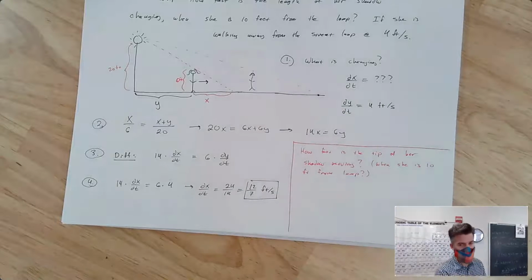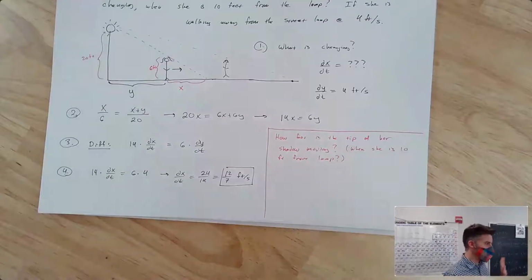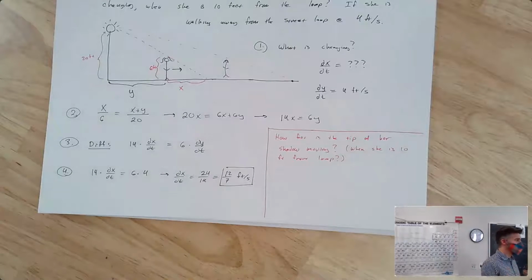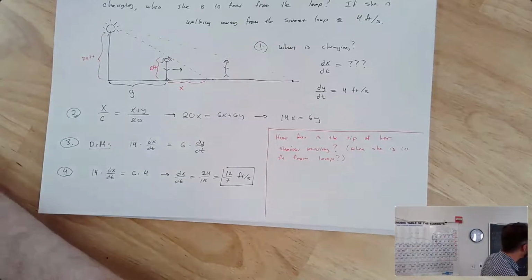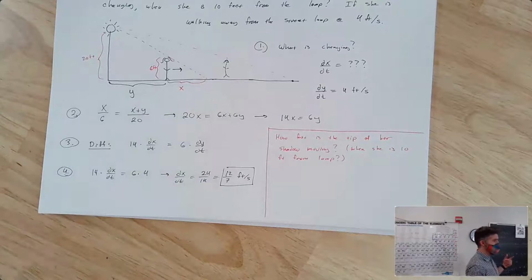There's an easy way and a hard way to do this. The hard way is to redo the whole thing. The easy way is to do all the work we've already done and then say, okay, I want to know how fast the tip of her shadow is moving. Well, how fast is her shadow growing? 12 sevenths of a foot per second. How fast is she walking? 4 feet per second. Add those together, that's how fast the end of her shadow is moving. Right? The rate her shadow is moving at is just how fast it's growing plus how fast she's walking.